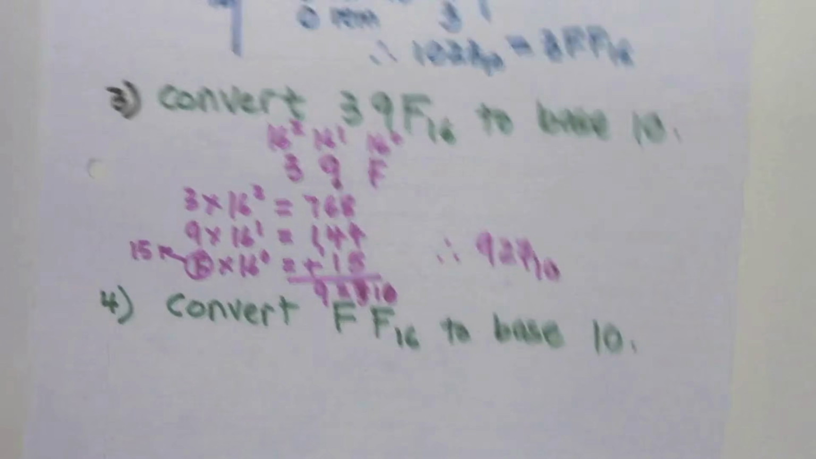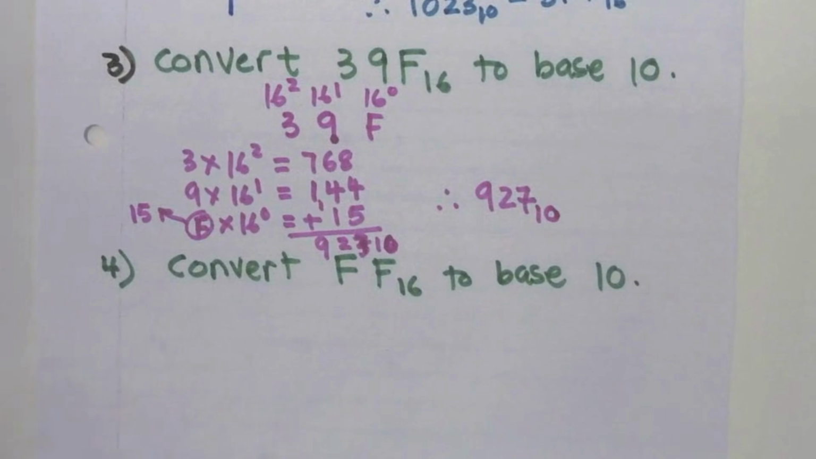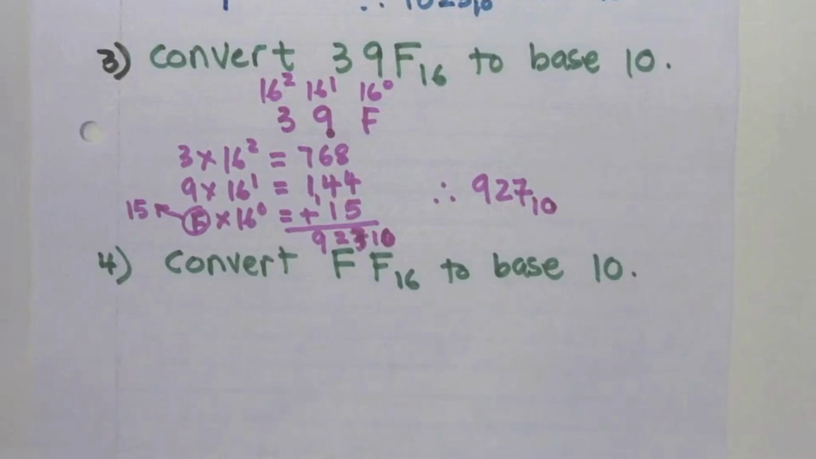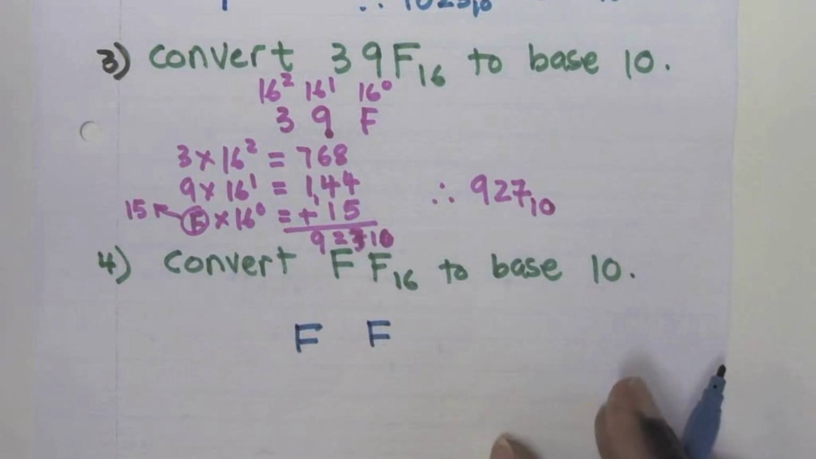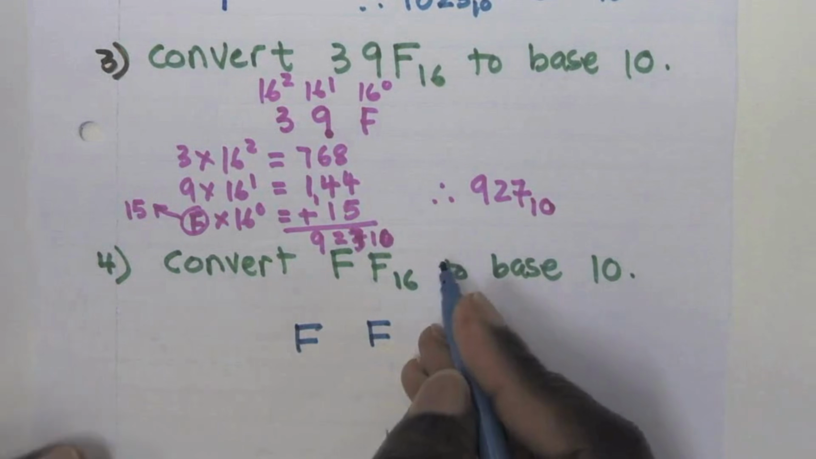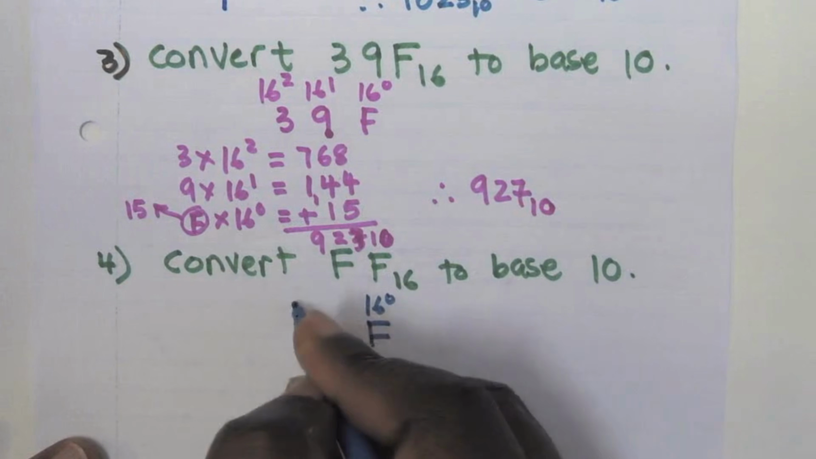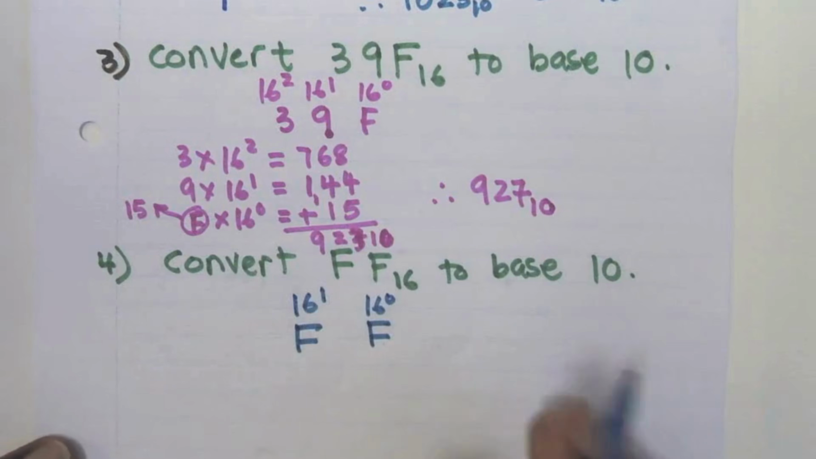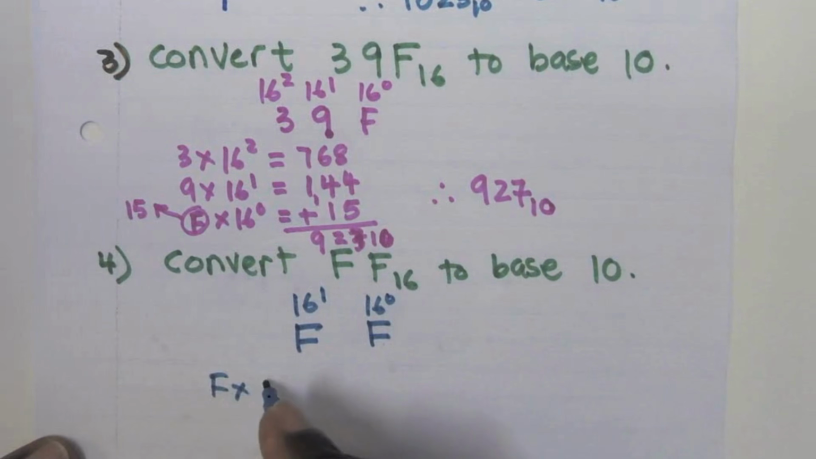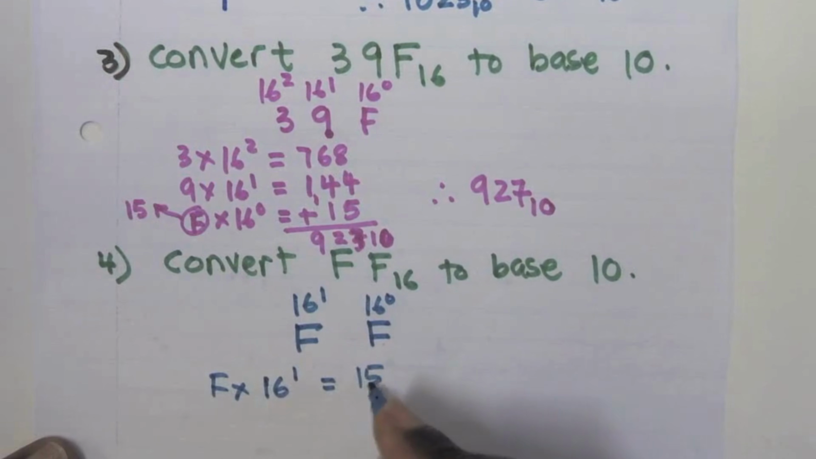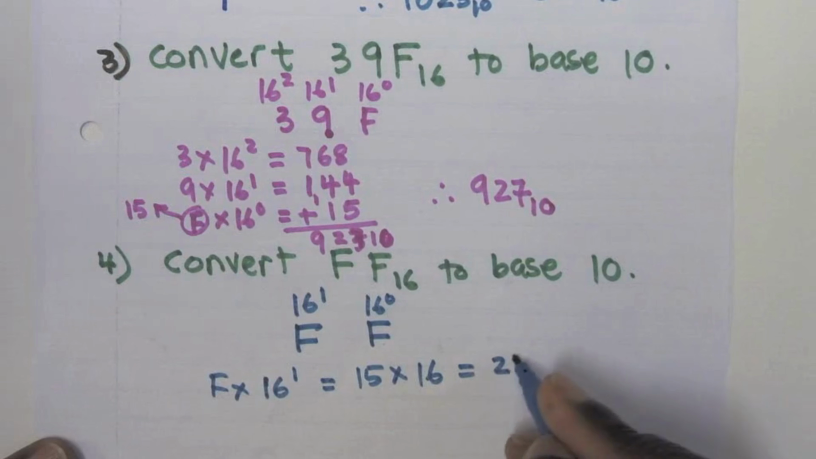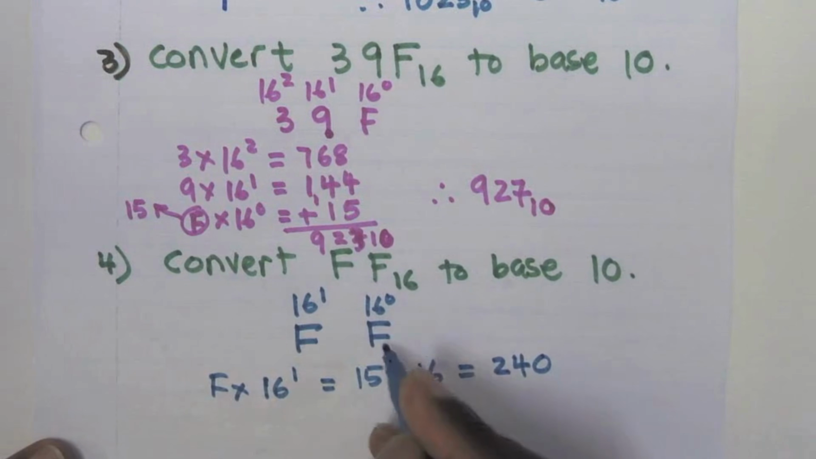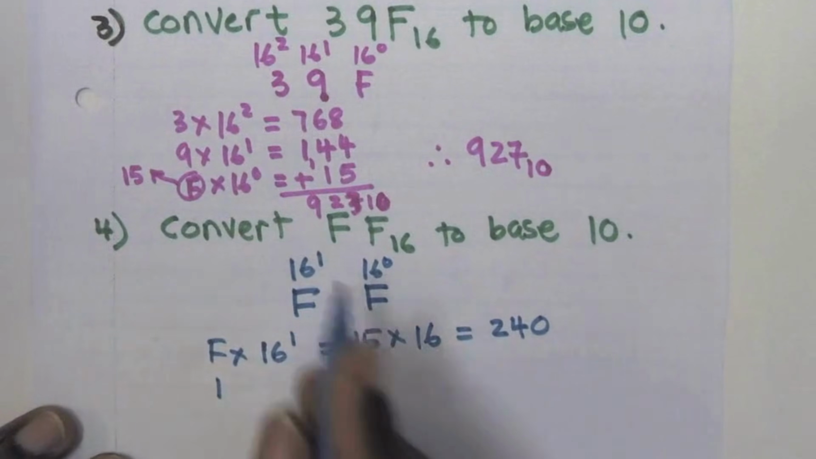If I want to convert number 4 to base 10, I also begin by writing my place value. And if I put my place value here, this is going to be 16 to the power of 0. This is going to be 16 to the power of 1. So I'm going to say here F times 16 to the power of 1 is going to be 15 times 16, and this gives me 240.